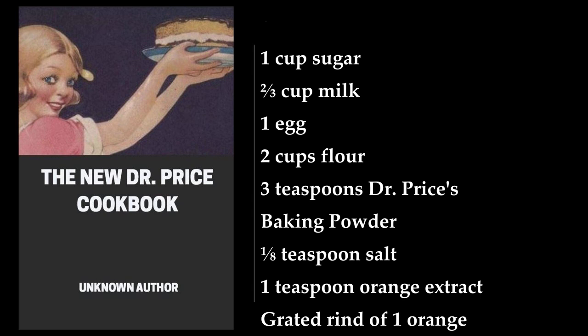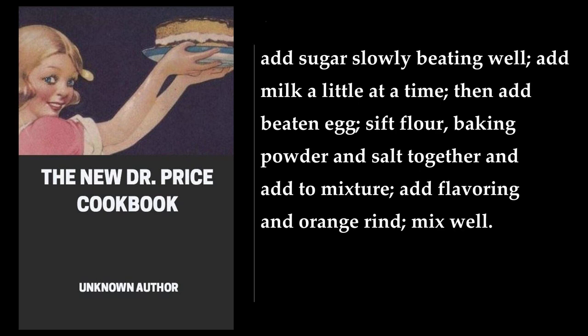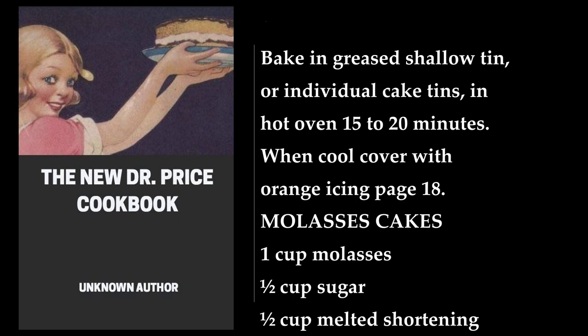Cream shortening. Add sugar slowly beating well, add milk a little at a time, then add beaten egg, sift flour, baking powder and salt together and add to mixture, add flavoring and orange rind, mix well. Bake in greased shallow tin, or individual cake tins, in hot oven 15 to 20 minutes. When cool cover with orange icing page 18.